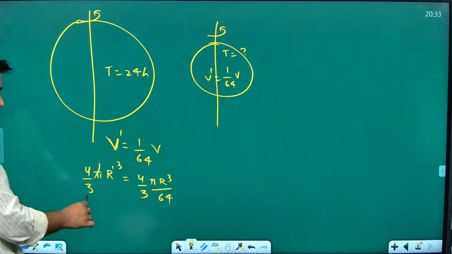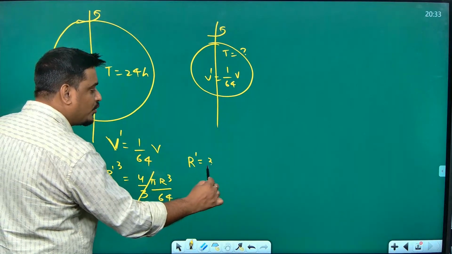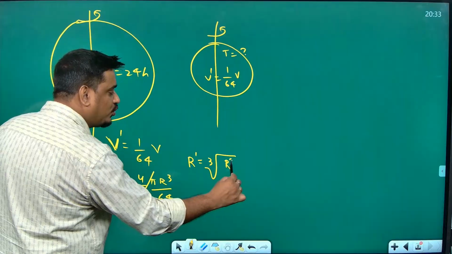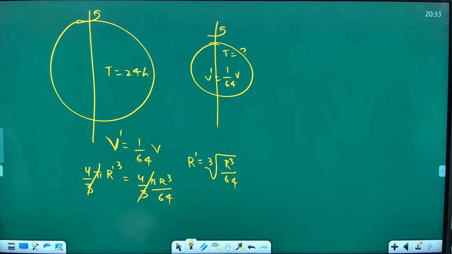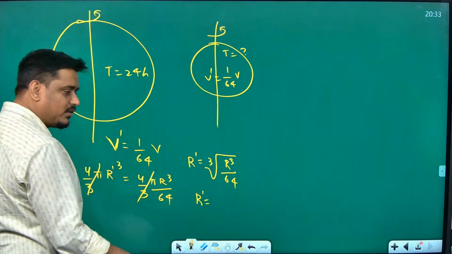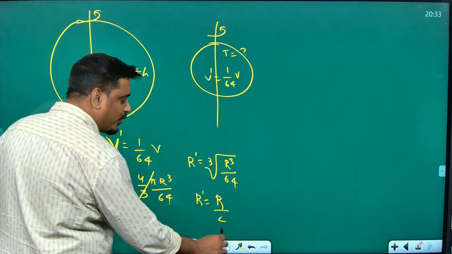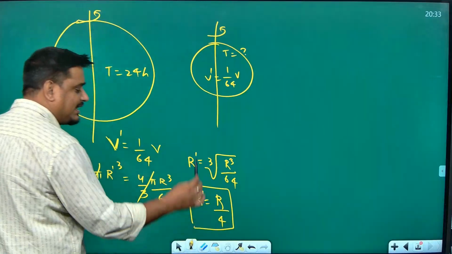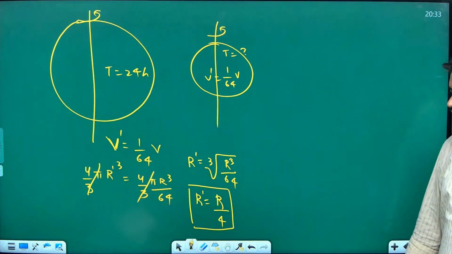4 by 3 pi gets cancelled. R dash will become equal to cube root of r cube by 64. Do you agree? What is the cube root of 64? 4. So r by 4. It means what has happened to the radius? It is becoming 1/4 of the radius. Now the question became simple. The previous question only it came. So what are you going to do?